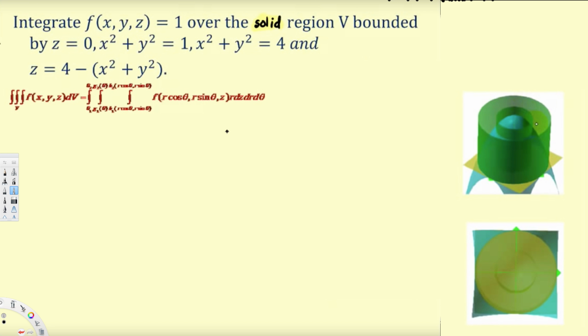What's going on, guys? In this video we are going to see an example of triple integrals using cylindrical coordinates. Here we have our function in terms of rectangular coordinates. Now we are going to convert this one into cylindrical coordinates.